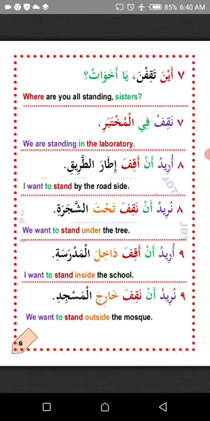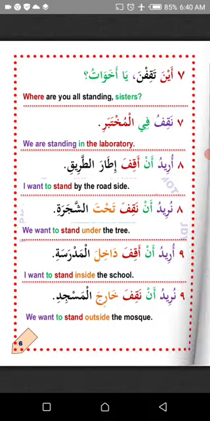Number 9. نريد أن نقف خارج المسجد. نريد أن نقف, we want to stand. خارج المسجد, outside the mosque. لعلك فهمت? I hope you understand.